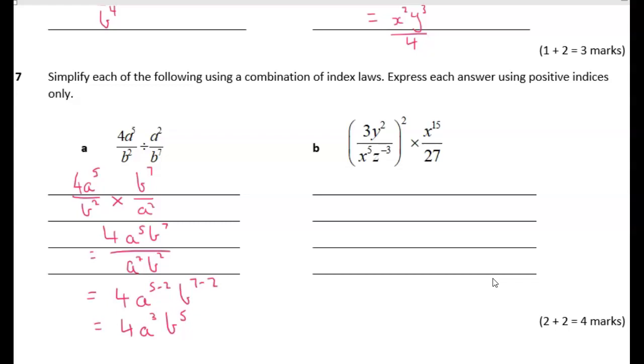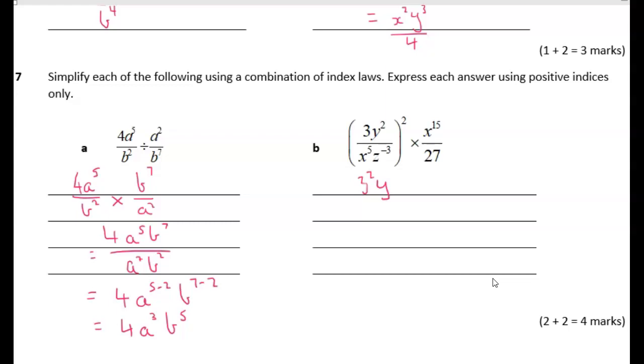All right, question B is a little bit bigger. So first thing you would do is take everything to the power of 2. I'm just checking first that we can't eliminate anything here. This z to the -3, if you wanted to, you could put it up the top, or you can do that later. I'm just going to leave it down the bottom for now and take everything to the power of 2. So just remember the 3 is to the power of 2. The y is to the power of 2, and I'm going to do that in one go.